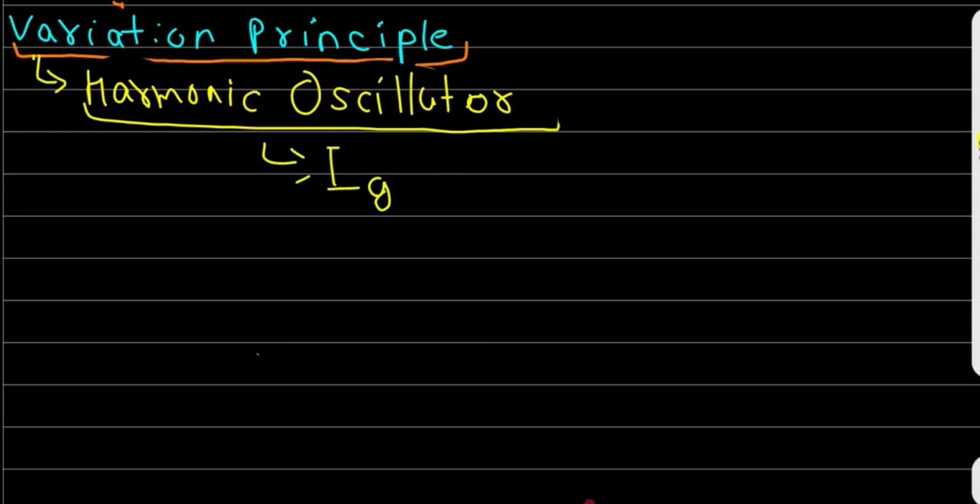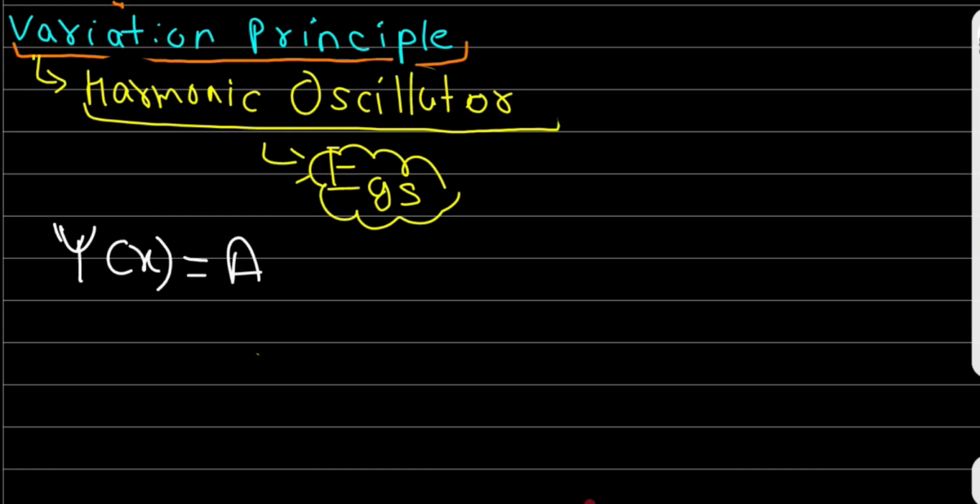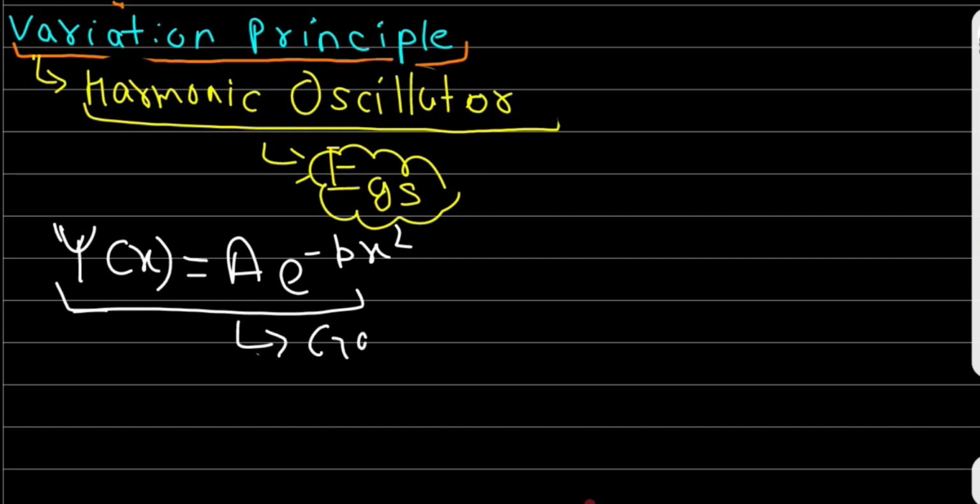So we are going to find the ground state energy of the harmonic oscillator without solving the Schrodinger wave equation, without solving those complex differential equations. So let's start. First of all, we have to assume our trial wave function, and our trial wave function is going to be A e to the power minus b x square. This is obviously a Gaussian wave function.